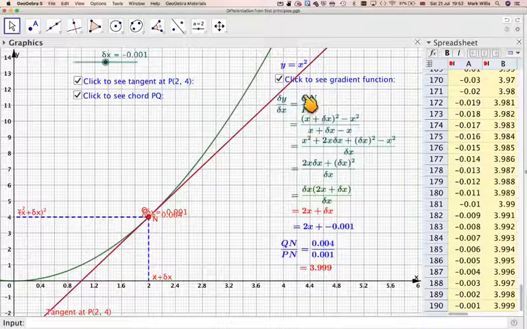However, what we've discovered here is that when y is equal to x squared, the gradient function is 2x. And this process is called differentiation by first principles. You won't have to do it in an exam for IGCSE. Maybe for A level you would have to. But what we're saying here is the gradient would be equal to 2x.